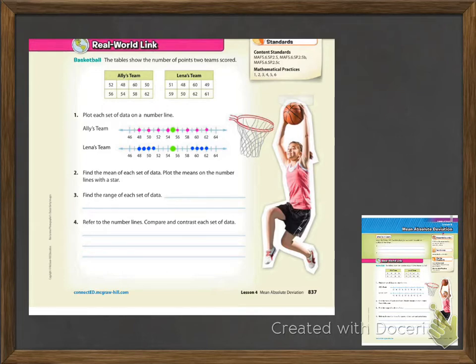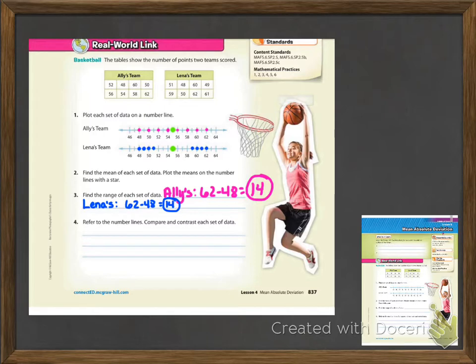Now, question number 3 says for you to find the range for each set of data. Well, let's start with Allie's team. With Allie's team, we have the largest value is 62, the smallest value is 48. When I subtract them, I get 14. Now, look at Lena's team. We actually get the same exact thing. Her largest value is 62, and the smallest data value is 48.